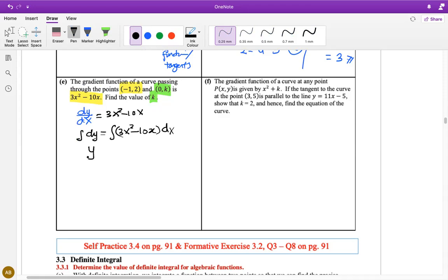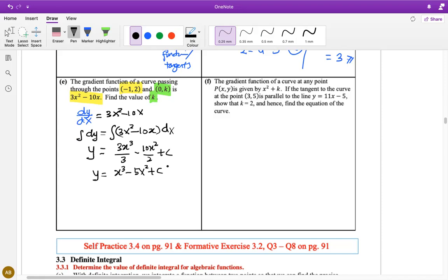Okay, so you integrate, you get y. Right, so this part. Okay, so you get 3x cubed over 3, the square becomes cube. Then 10 minus x squared over 2 plus c. So you simplify, you get x cubed minus 5x squared plus c.